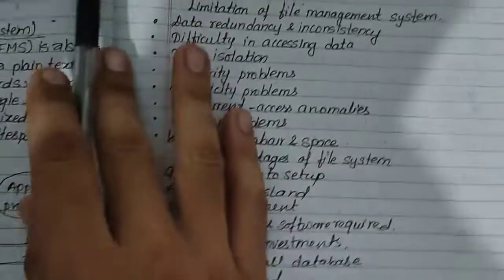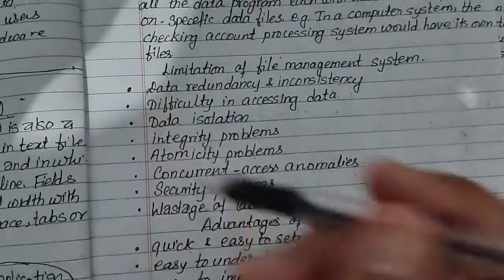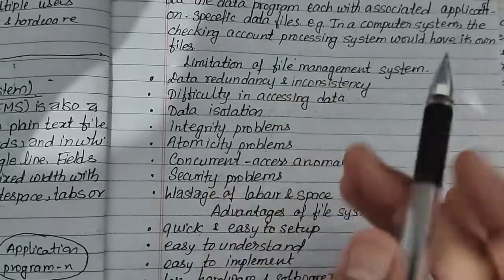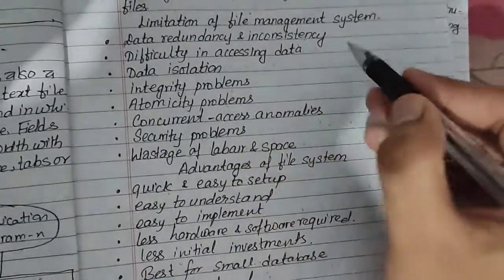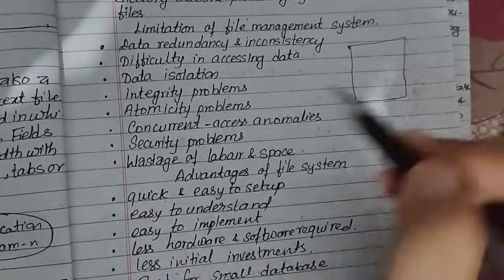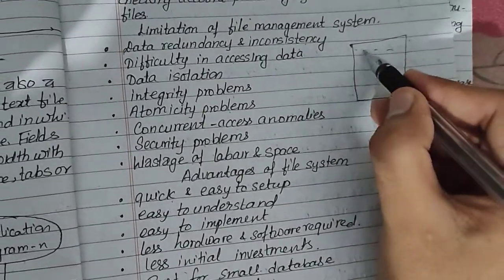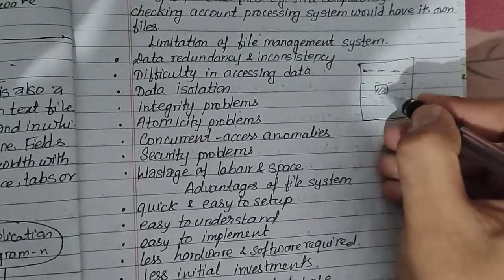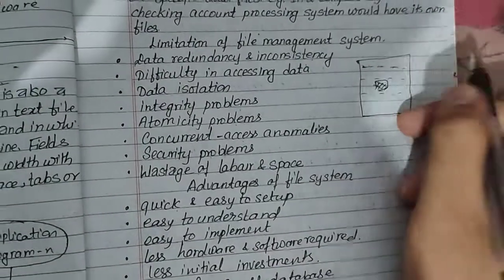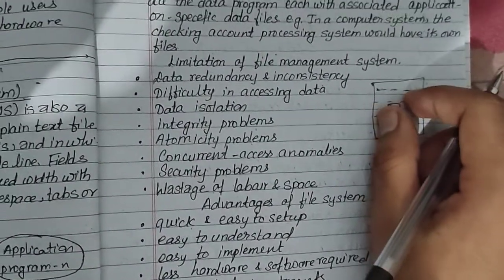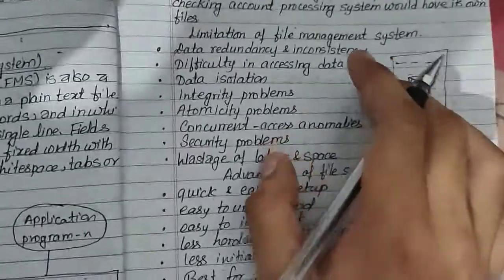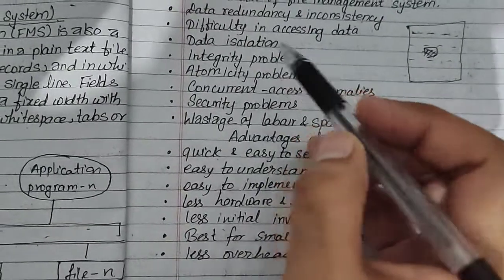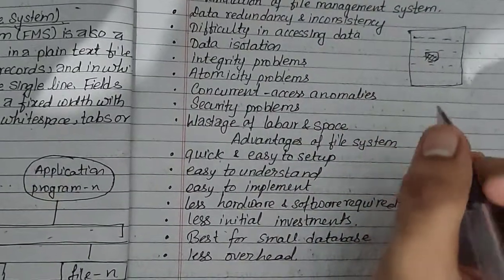What are the limitations of the file management system? The limitations are problems of data redundancy, where data may be repeated, and difficulty in accessing the data. Suppose we have an FMS, that is, a file management system. The data are stored in this format, and here we have a lot of text, but we have to find this character. It will obviously be difficult to find this character. There are also data isolation, problems of data integrity and atomicity, and concurrent access anomalies.